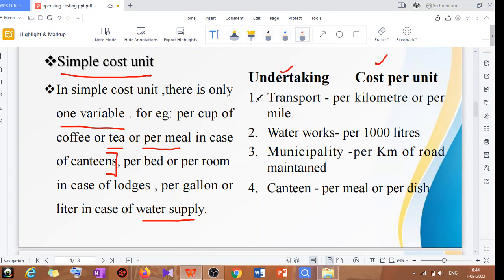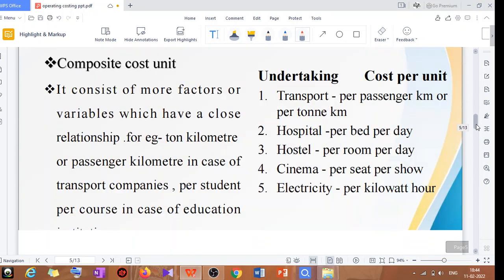Now, undertakings and cost per unit. If it is the transport sector, then it will be per kilometer or per mile. Here you can see only one variable, that is kilometer. Clear? Next, waterworks, that is per 1000 liters. Here also only one variable. Municipality: per kilometer of road maintained. For canteen: per meal or per dish. So these are the simple cost unit examples. You should know that there is only one variable in a simple cost unit.